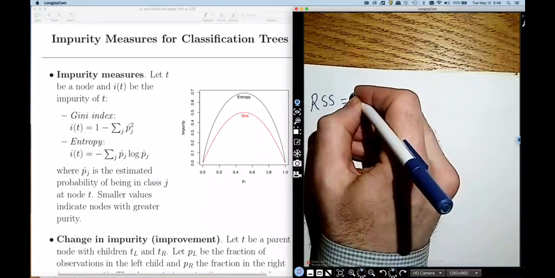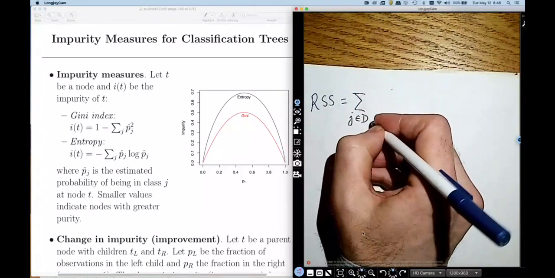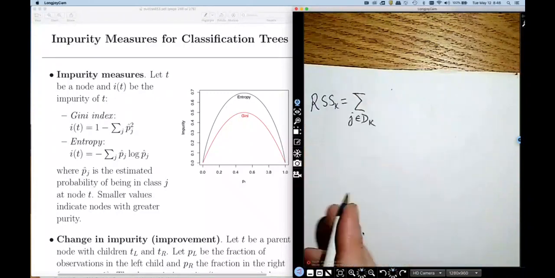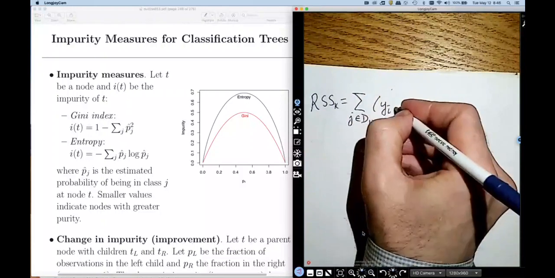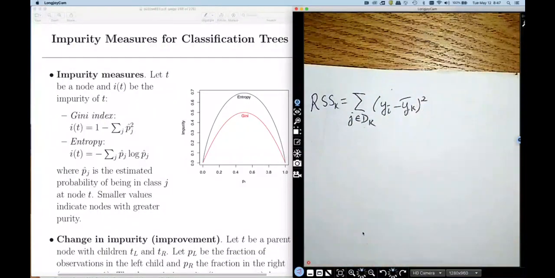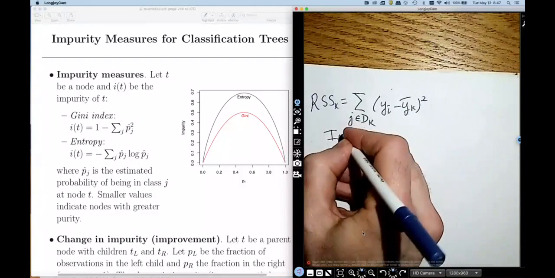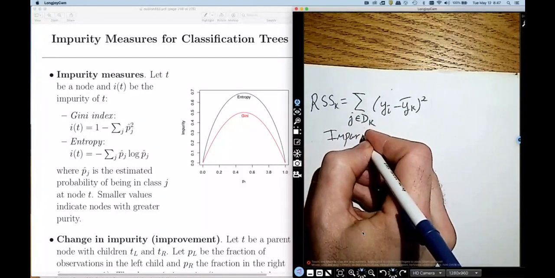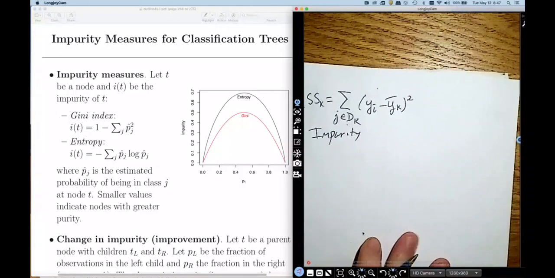This would be the sum over some set of indices of (y sub i minus y bar) squared for that node. And we're going to start calling this an impurity measure. So this is a measure of how impure my node is.